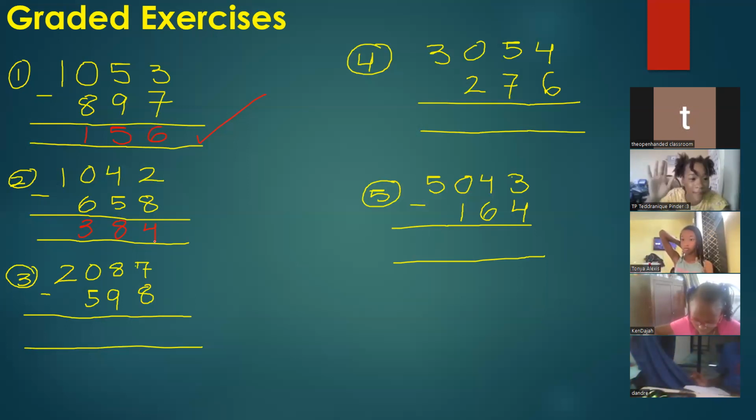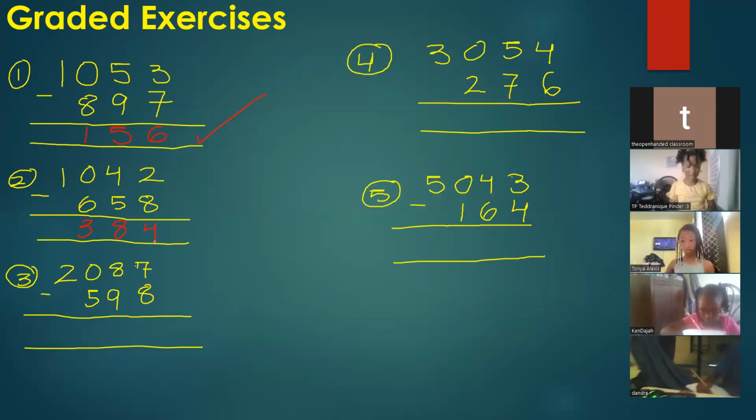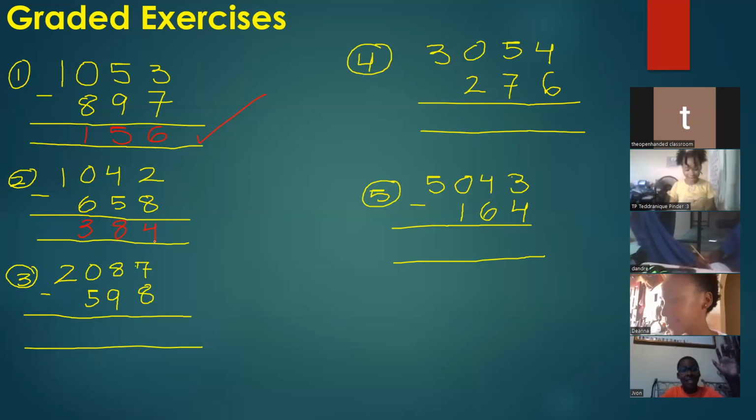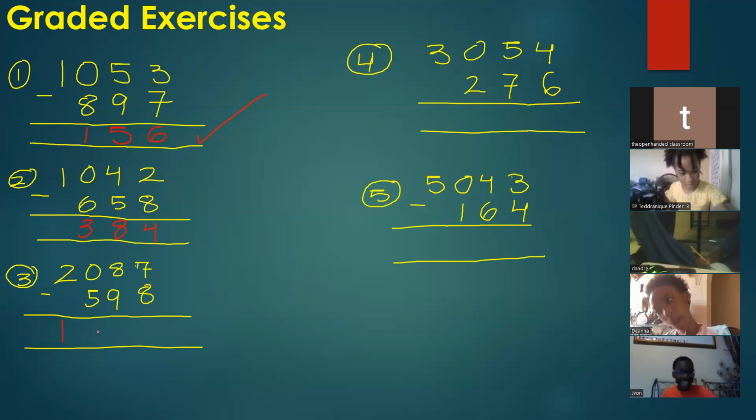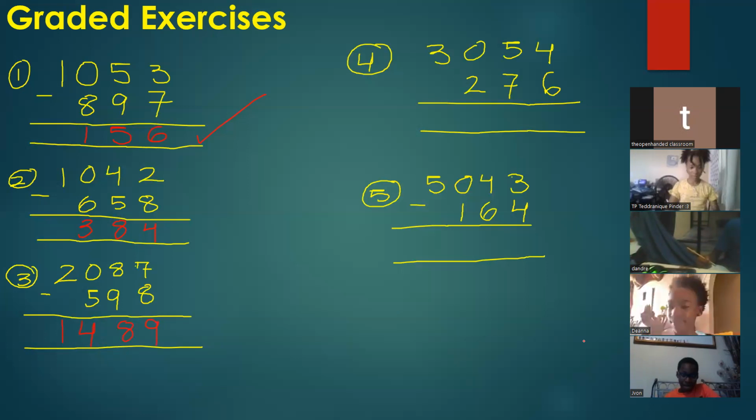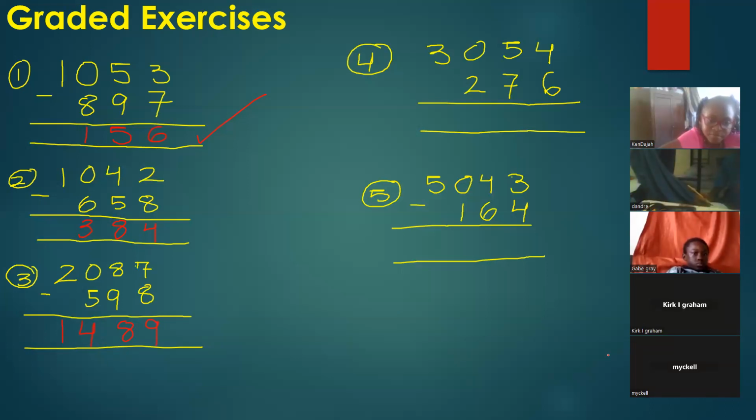Okay. Number three. Go ahead, Tetranik. The answer for number three is 2,778. Say it again. What the answer is? 2,778. No, that's not right. That's the number one. I read the wrong one. Okay. 1,489. Very good. I have that. Who else has that? Me too. I have that. All right, great. I have it too.